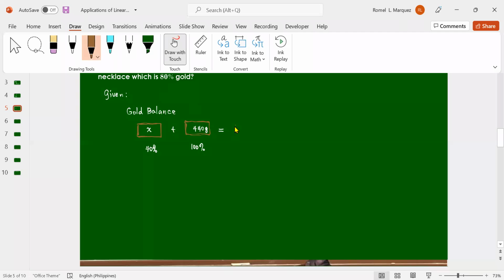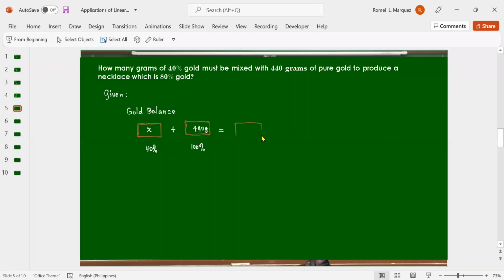What do we want to produce, children? A necklace which is 80% gold. So what is the total mass? X plus 440, no? But this is now 80% only. Because when you mix 100% and 40% gold, of course it will no longer be pure, and we want it to be 80%. So how much of this 40% gold must be added to the pure gold? Again, gold balance.